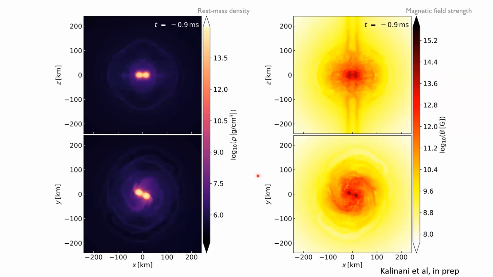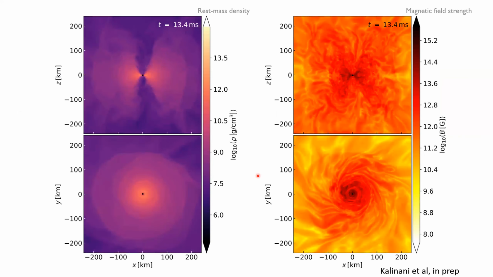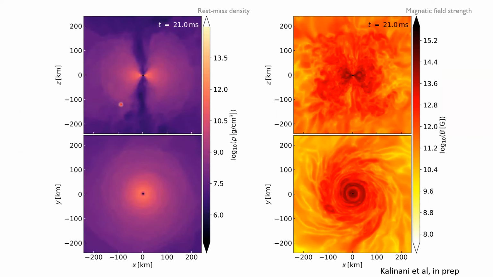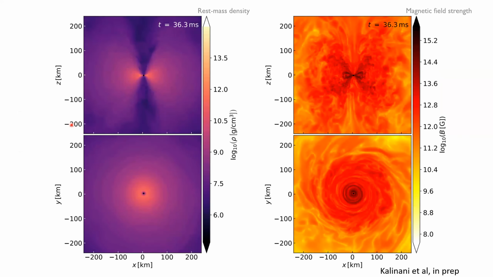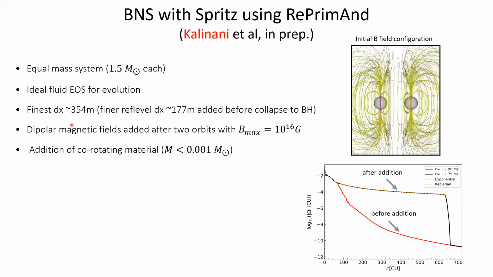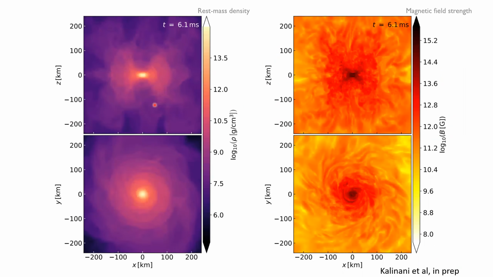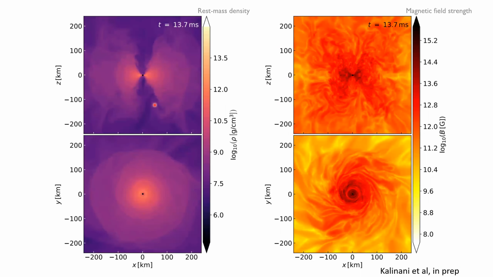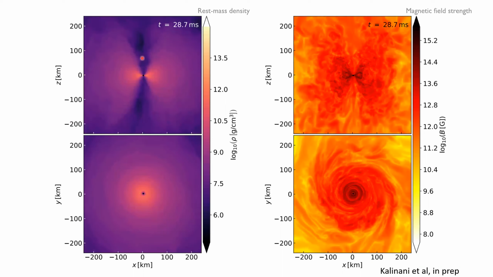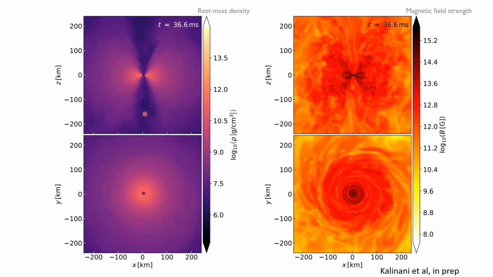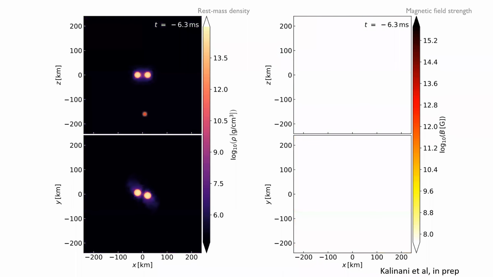These are some movies. On the left, you have the rest mass density, and on the right, the norm of the magnetic field. The top panel shows the evolution on the XZ plane, and the bottom panel on the equatorial plane. Let me play them again. You will see the neutron stars orbiting around each other for 3 orbits, then they merge, produce a hypermassive neutron star, and then collapse to a black hole surrounded by an accretion disk. You also have a low density panel on the vertical axis, but unfortunately, at the end of the simulation, we were not able to see the formation of a relativistic jet.